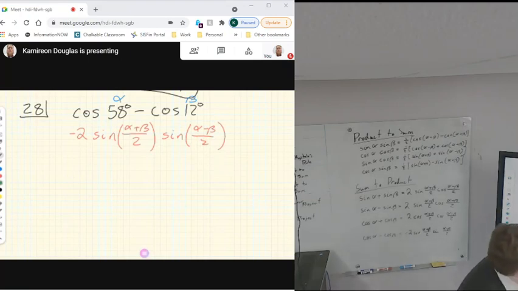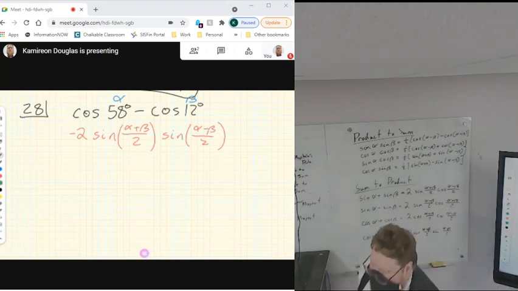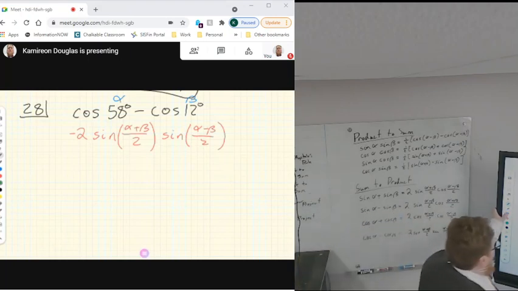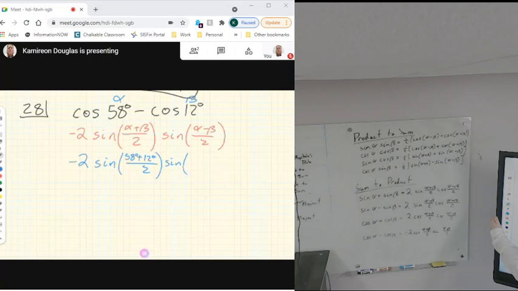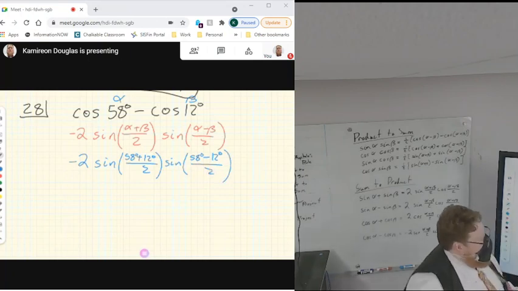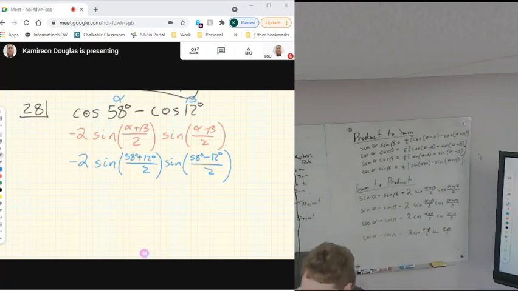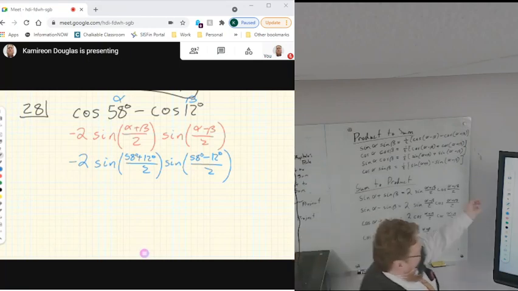From here, I plug in my alpha, I plug in my beta, and see what happens. I have negative 2 out front. Sine. On top, my alpha, 58 degrees. My beta, 12 degrees. All over 2. Sine. Alpha, 58 degrees. Minus beta, 12 degrees. I'm good so far. And then we just start simplifying. So this is going to be our last example, so just simplify as fully and as well as you can. I'll go ahead and get as far as I can while you're still here.